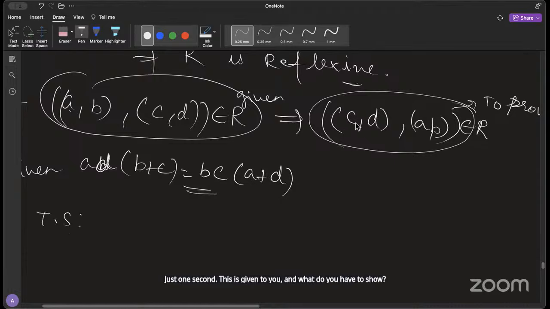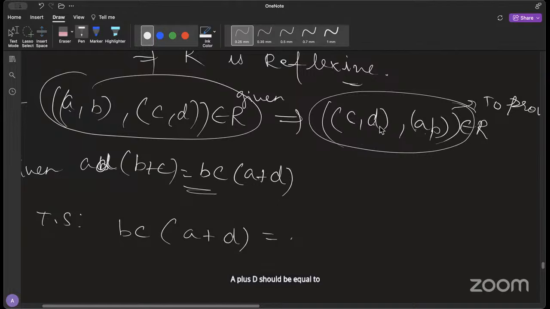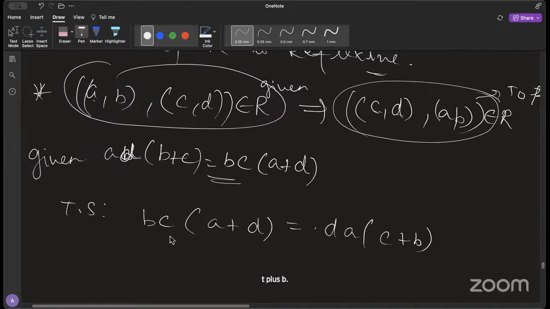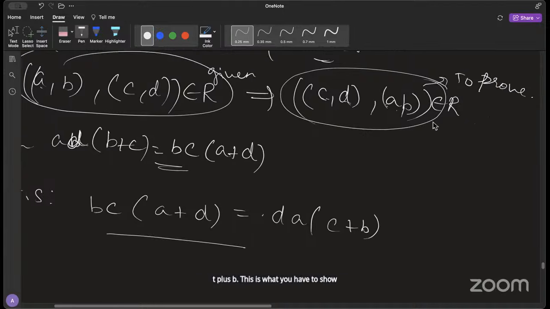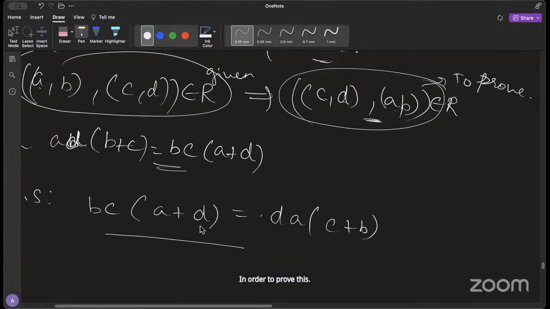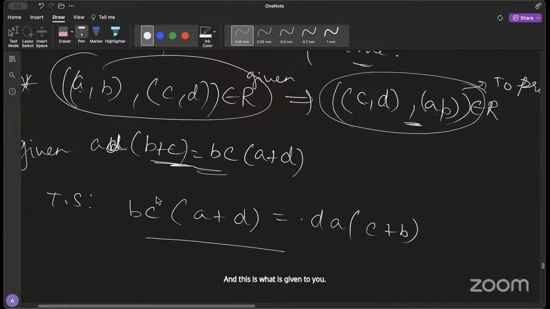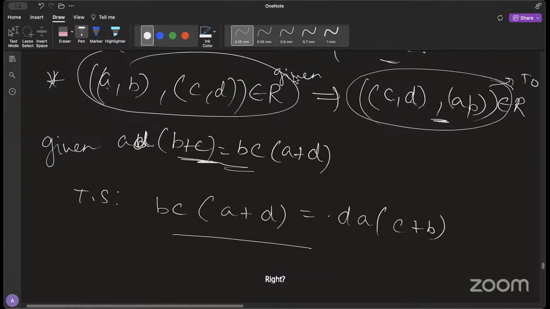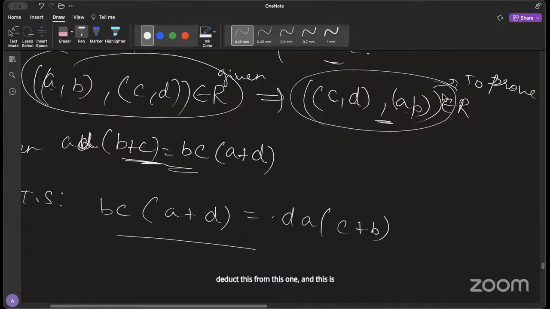So our to show is the product of these two, BC, and the sum of the middle two, A plus D, should be equal to the product of these two, DA, and the sum of the outside ones, which is C plus D. This is what you have to show in order to prove this. And this is what is given to you, right? This is given, so you can deduce this from this one. And this is what you have to prove.